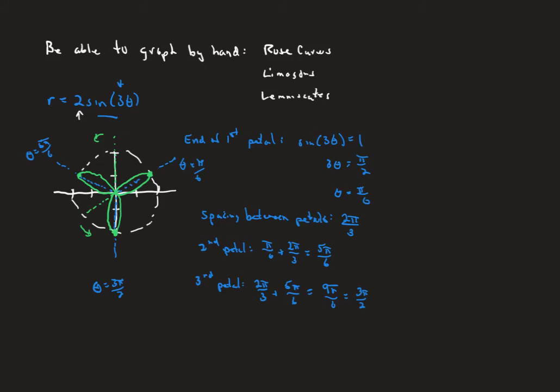Let's try another one. We'll do a limaçon. So in this case, r is equal to 2 minus 2 sine theta. So a little different strategy. This is a limaçon, and hopefully we'll learn to recognize what it is. But if we don't, you can get it anyway. It'll evolve in the course of graphing it.